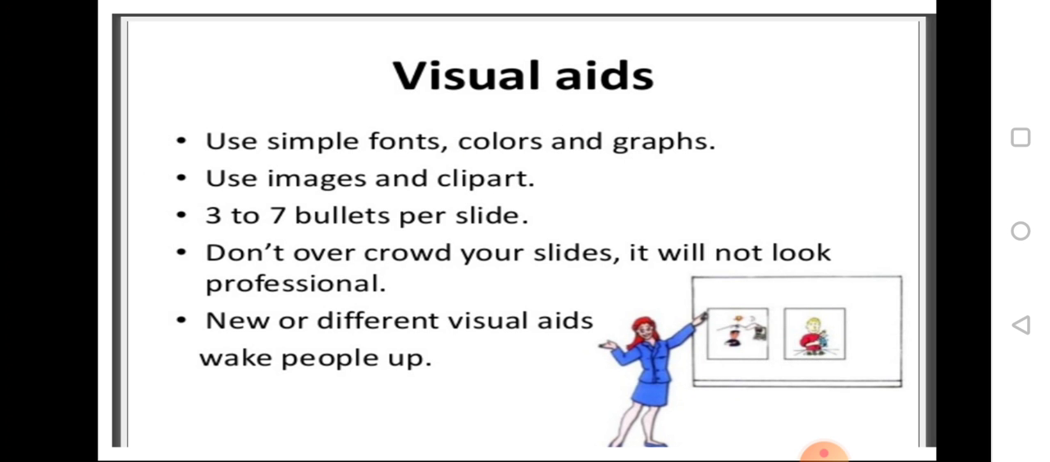Visual aids. During a presentation, we can use visual aids. It will make our presentation effective as well as impressive. So for using visual aids, we can use simple fonts, colors, graphs. We can also use images and clip art, and then we can provide 3 to 7 bullets per slide, we can give some key points, and then we can elaborate on those points.